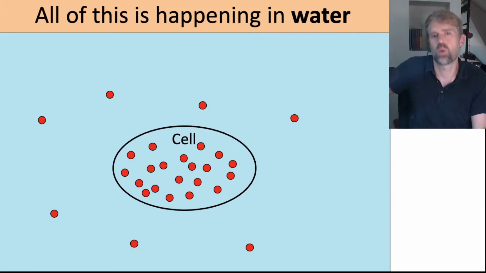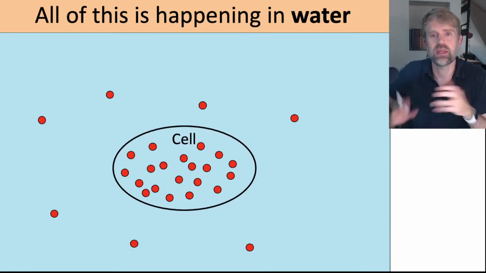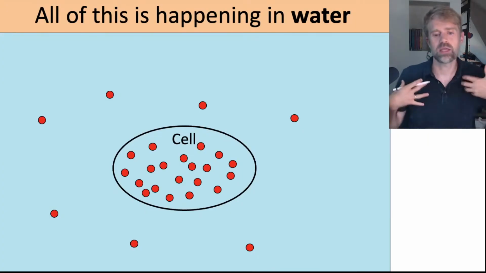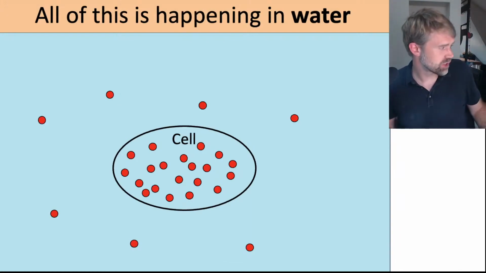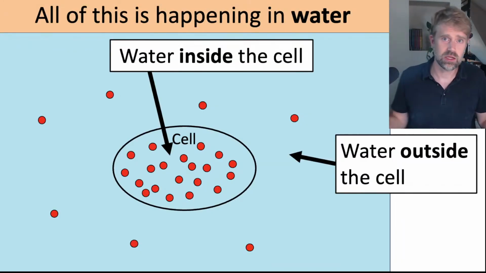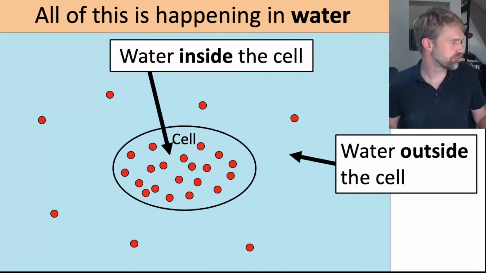Cells are filled with water. Cells usually live in environments that are filled with water, right? So like your body is filled with water. There's water everywhere. So there's water inside cells and there's water outside cells. And when we start talking about osmosis, we got to remember that all of this is happening in water, right? So there is water inside the cell. There's water outside the cell. And that water in osmosis might move out of the cell. It might move in the cell. But you got to remember there's water absolutely everywhere.